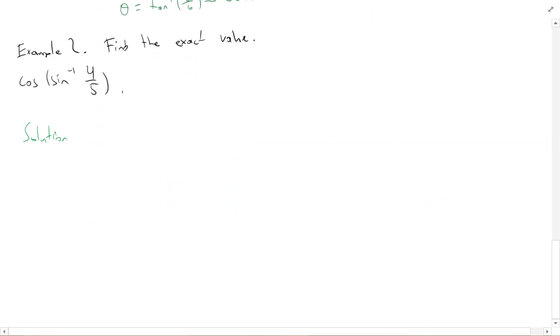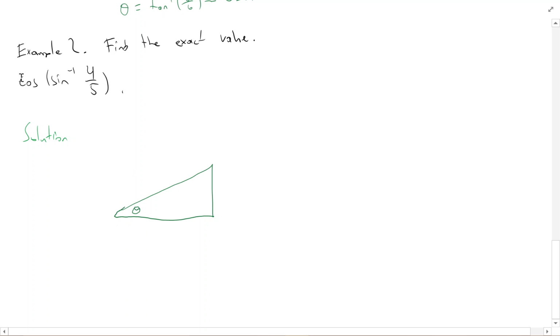Example 2, find the exact value of cosine of inverse sine of 4 over 5. Okay, so on this one, what we're going to have to do is draw our triangle and then use the ratio from that. So notice if I draw my triangle, remember I could pick whichever angle. I could pick this angle here as my theta or this angle as my theta. It doesn't really matter. Let's pick this one as my theta.